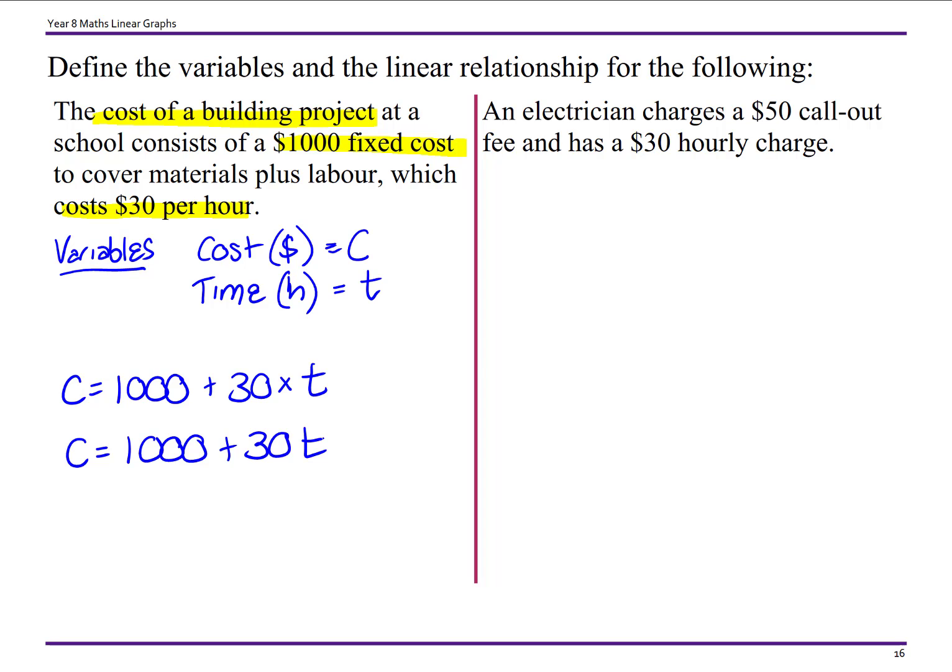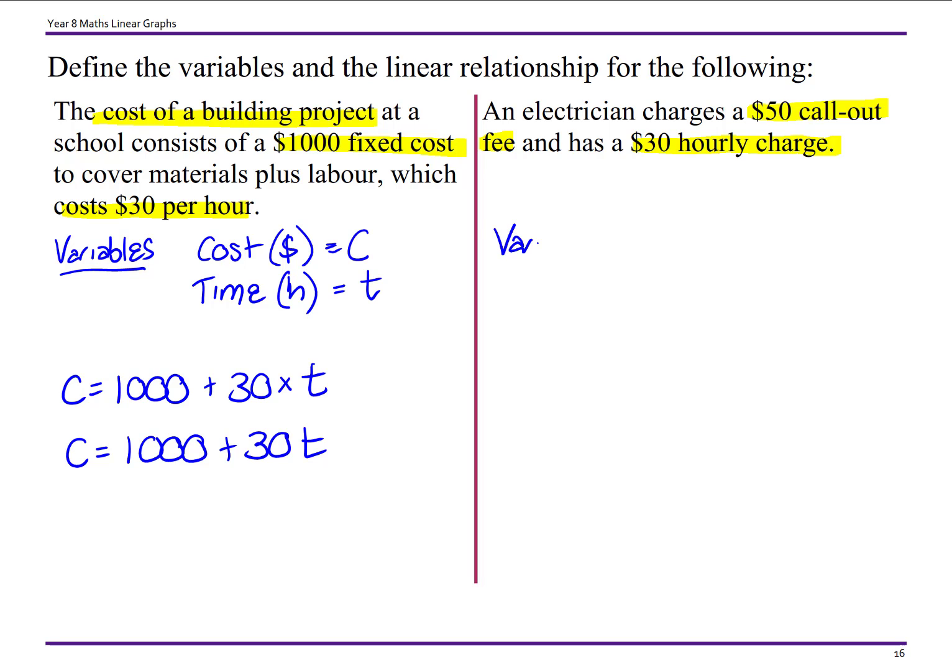Okay. Next, an electrician charges a $50 call-out fee and a $30 hourly charge. Pause the video and have a go at this one yourself. Did you actually have a go yourself? If not, pause the video and have a go.